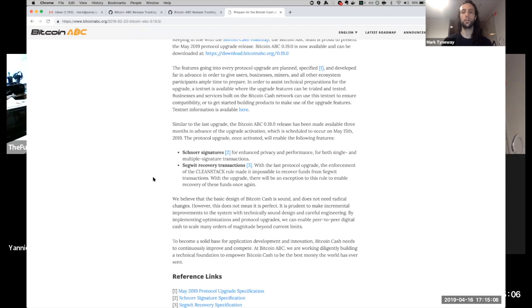And then, I'm sure that Amaury would be able to explain this stuff way better because he's obviously more familiar with this. And then we also need someone to fix the OP_CLEANSTACK, the clean stack rule.